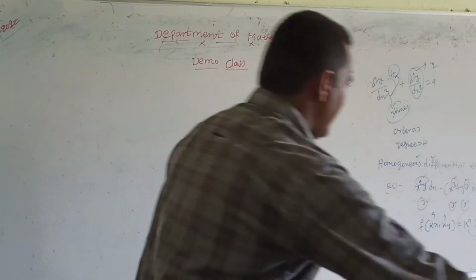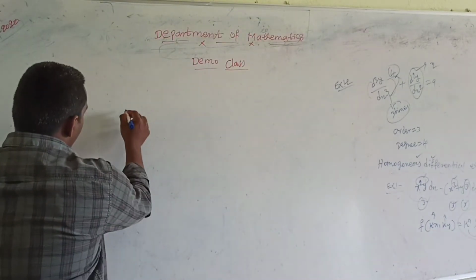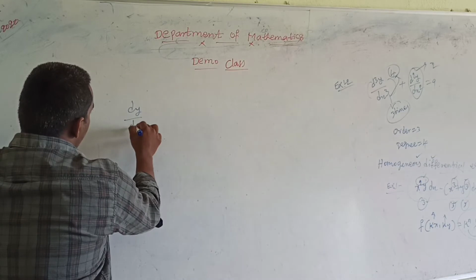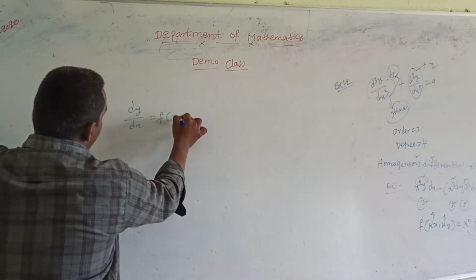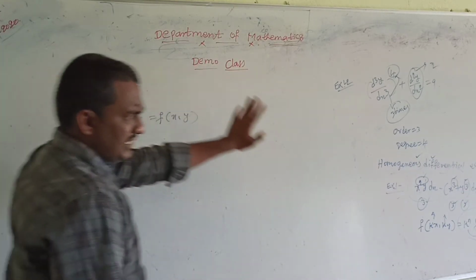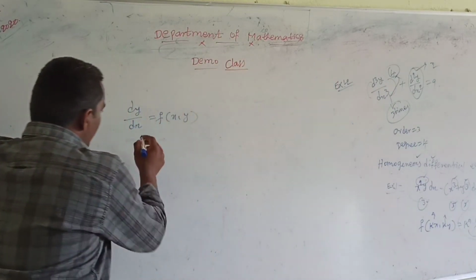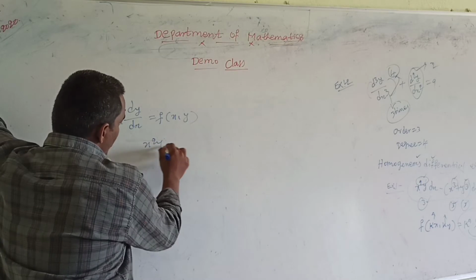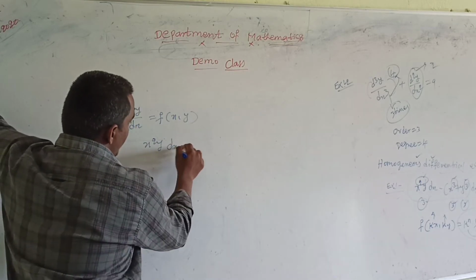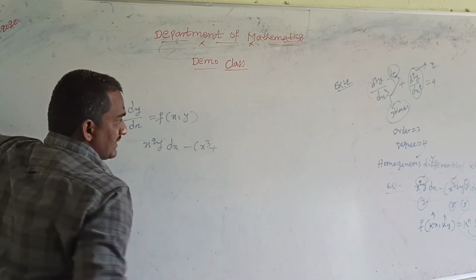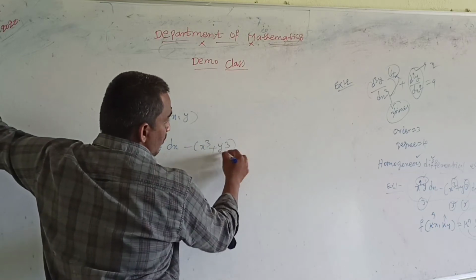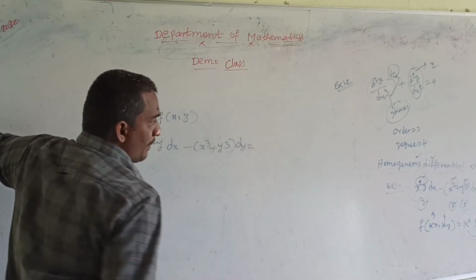That is dy by dx is equal to f of x comma y. So that means from this equation I am going to get dy by dx. That's why I am writing that first: x square y dx minus (x cube plus y cube) dy is equal to 0.